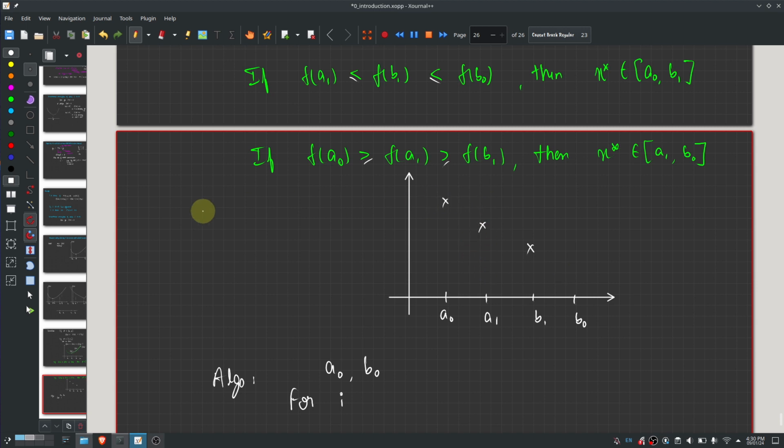Because the minimum should lie below these curves, right? And basically to the left of the minimum, the function is decreasing. So clearly, when you go from A0 to B1, the function is continuously decreasing. So you just eliminate this particular interval from your search space.